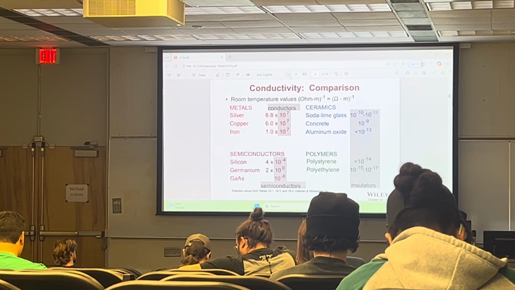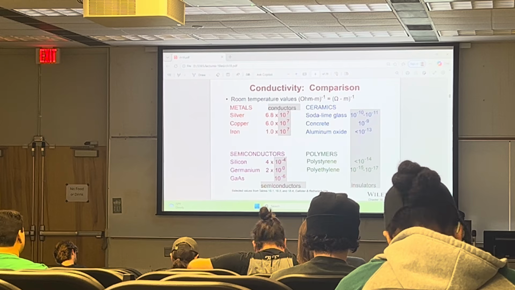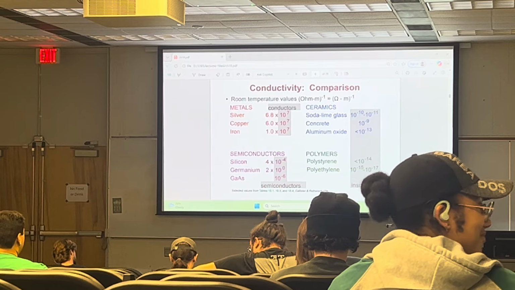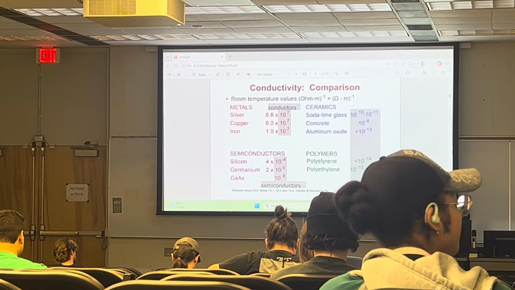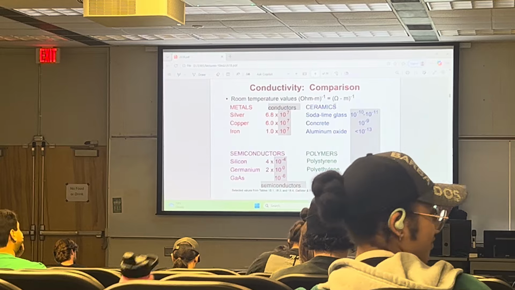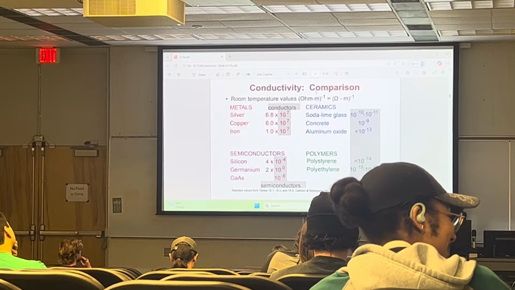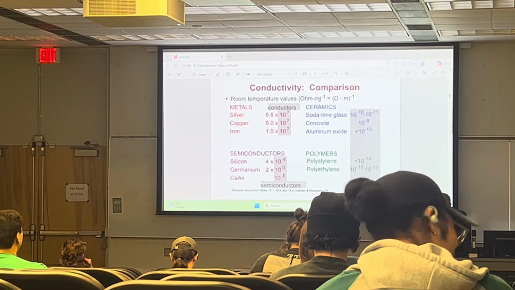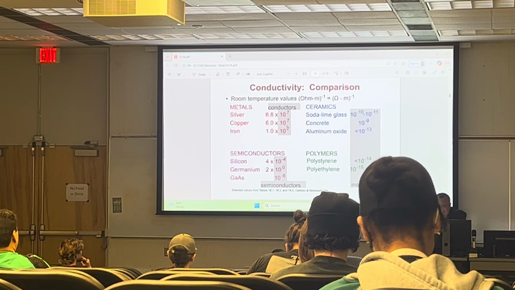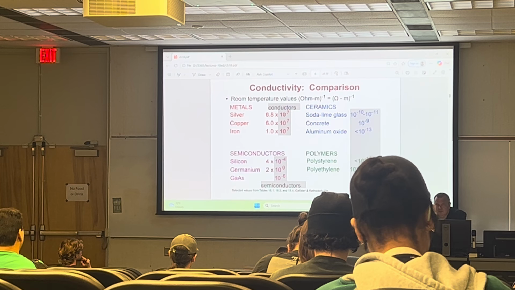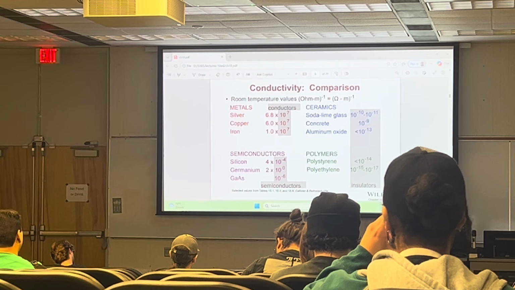And what classes of materials do we know? Three major ones: metals, ceramics, and polymers. Okay, so let's have a look. It is expressed as ohm meter, 1 over ohm meter. Okay, and you can see that for conductors, it's like 10 to the 7th or 10 to the 8th. It's a huge number.